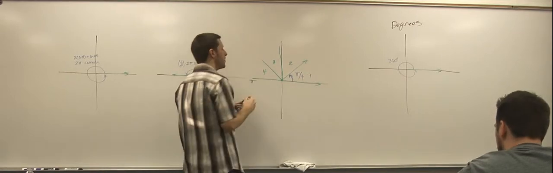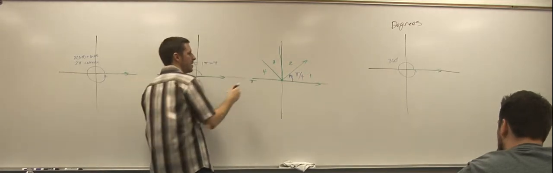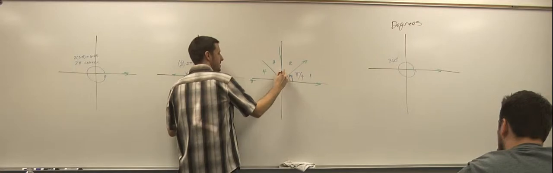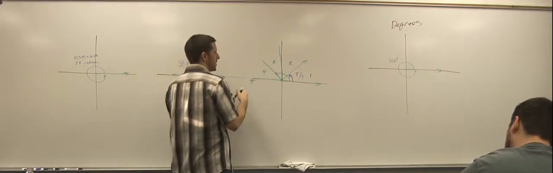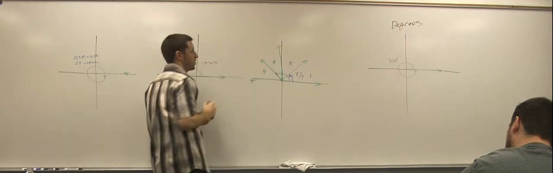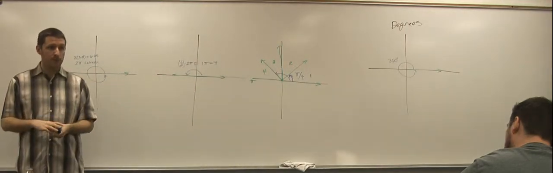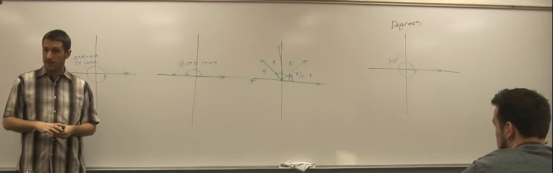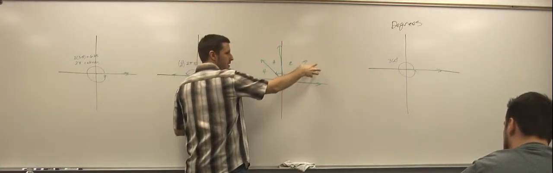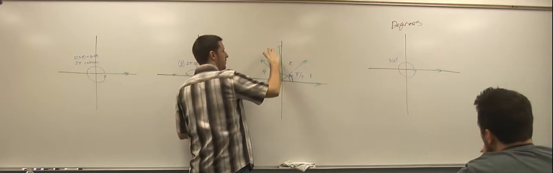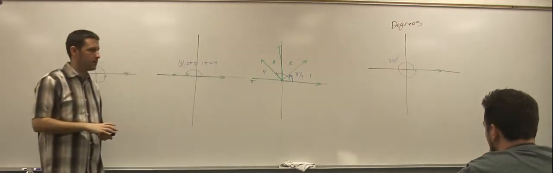While I have this drawing up there, what if I wanted to rotate from this positive x-axis to this ray right here? What do you think that radian measure would be? 3 pi over 4. Do you guys see how I'm getting that? If one of these is pi over 4, then 1 pi over 4, 2 pi over 4, 3 pi over 4.